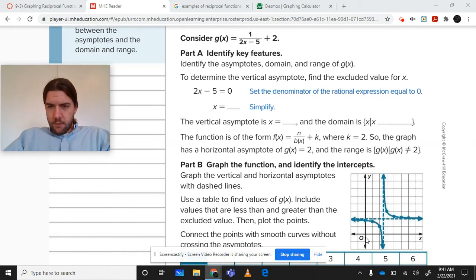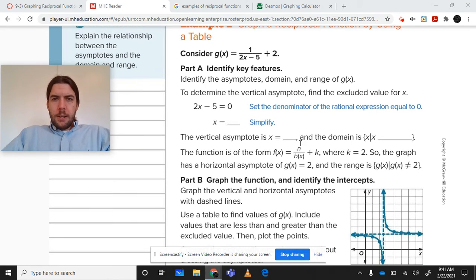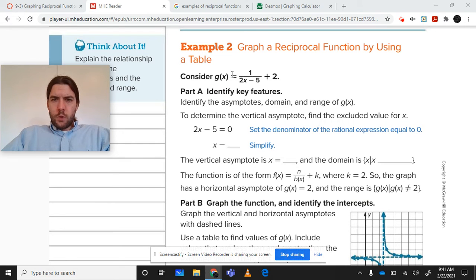If you go down to their graph, 2.5, that is where you're seeing their asymptote, right? X cannot equal 2.5. Now for the y-axis, the simplest way for me to think about this is what happens as x gets really, really big.